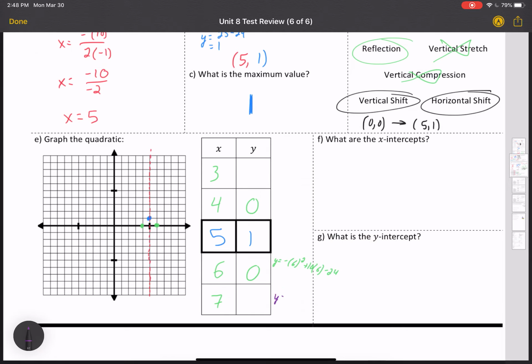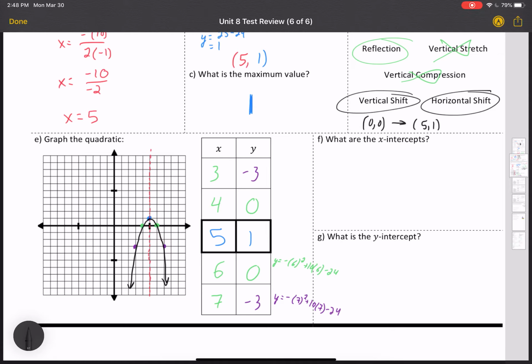So y equals negative parentheses 7 squared plus 10 times 7 minus 24. Okay, so when I do this, I'll just plug that straight into my calculator. I'm going to get out negative 3. And because that's 2 units to the right, I know 2 units to the left, or when I plug in 3, I'm going to get out negative 3 as well. Then all I have to do is connect the dots in a nice smooth curve. And that is the graph of my quadratic.